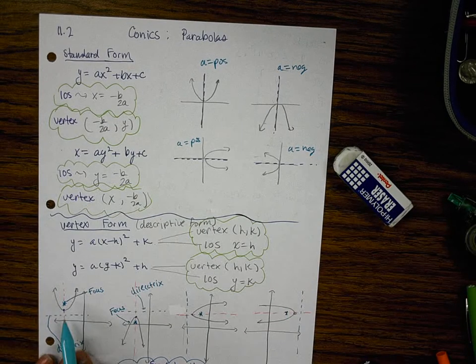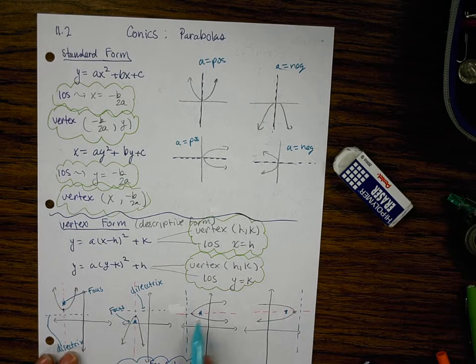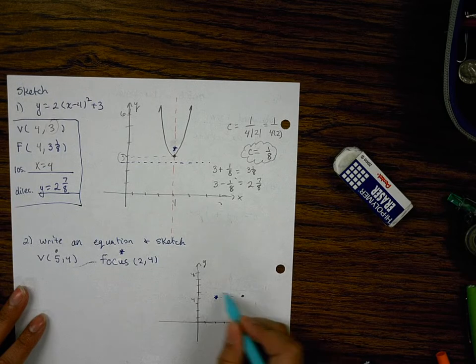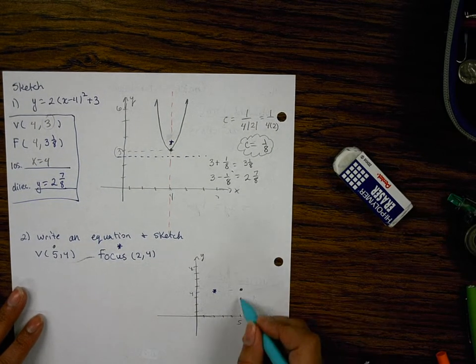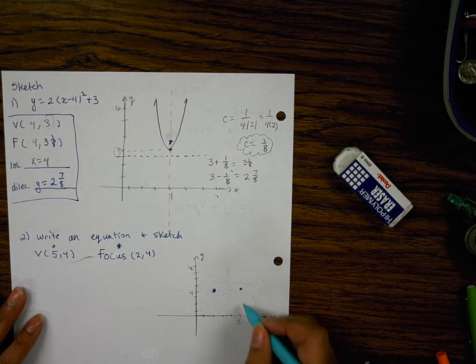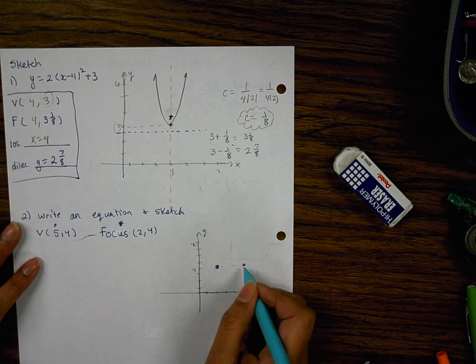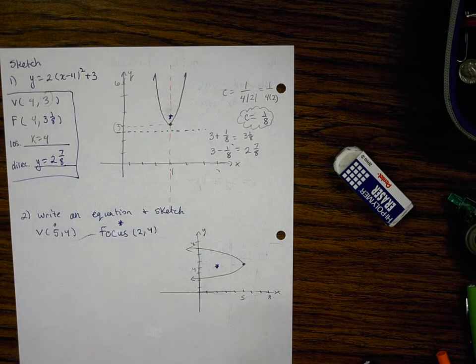Okay, so remember, the focus is always inside the cup. We talked about that here. It doesn't matter which direction the parabola is opening, up, down, right, or left. The star is always inside the cup, which means this parabola has to open to the left. That's the only way. If it opened up, the star would not be inside. If it opened down, it wouldn't be inside. And if it opened to the right, it still would not be inside.